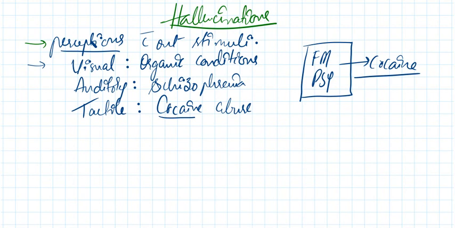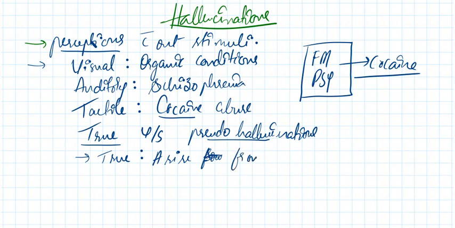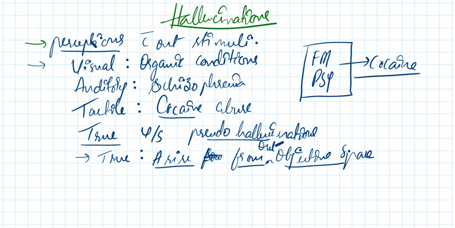There are true as well as pseudo hallucinations, which are not true hallucinations. So what are true and pseudo hallucinations? True hallucinations arise from outer objective space, whereas pseudo hallucinations arise from inner subjective space.